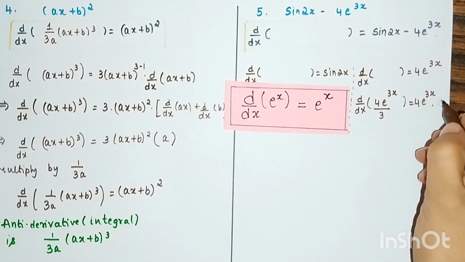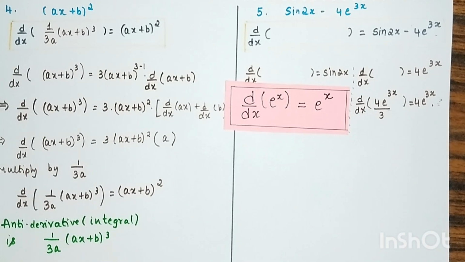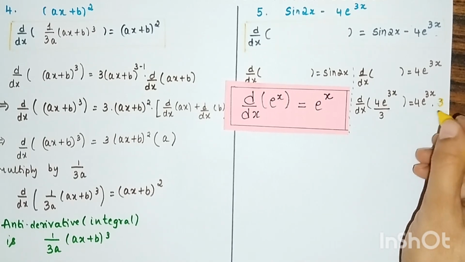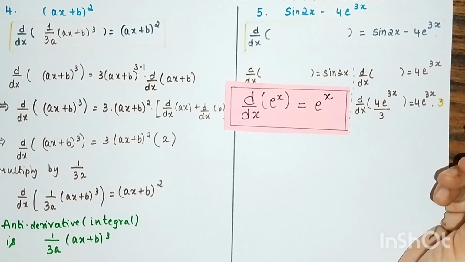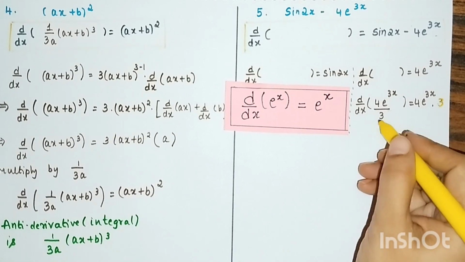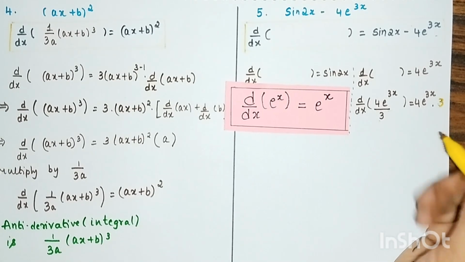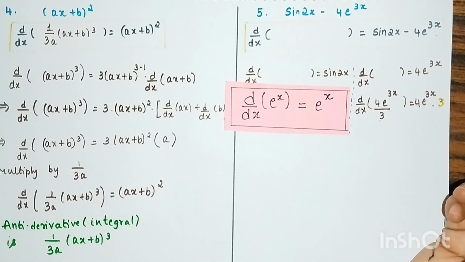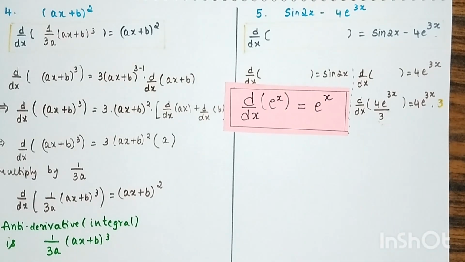When you have into 3, what will you do? Divide by 3 on both sides. So 3 and 3 will get cancelled, but here it will be retained. Multiplication and division are opposites of each other, so they will cancel each other. So this is the antiderivative.